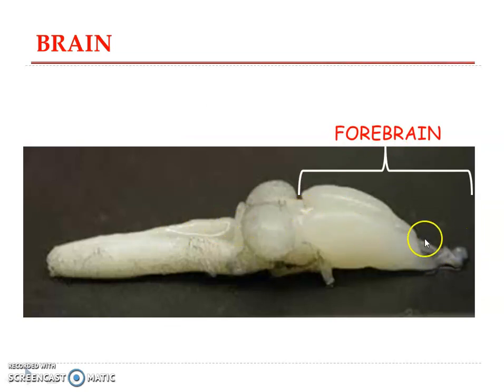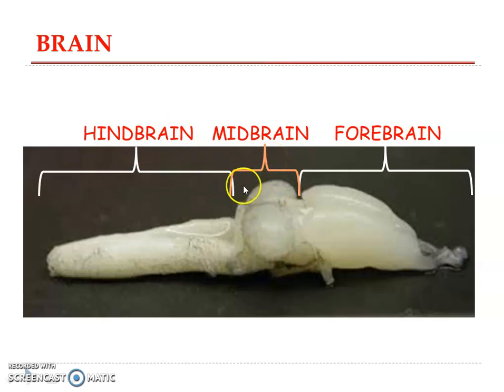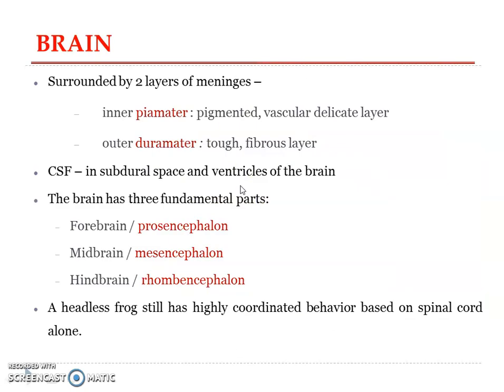So this part forms the forebrain. It is otherwise known as the diencephalon, and this part is actually the optic lobes. It is the midbrain, and you have the hindbrain. We can see it in detail in the previous figure. So we have the three main parts of the brain: the prosencephalon or the forebrain, the mesencephalon or the midbrain, and rhombencephalon or the hindbrain.